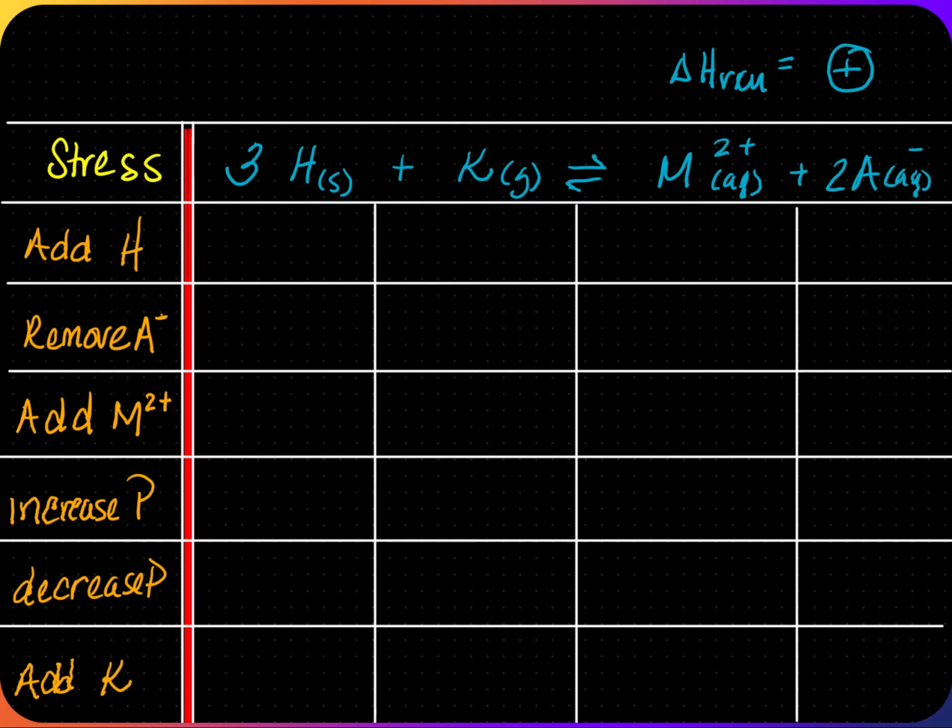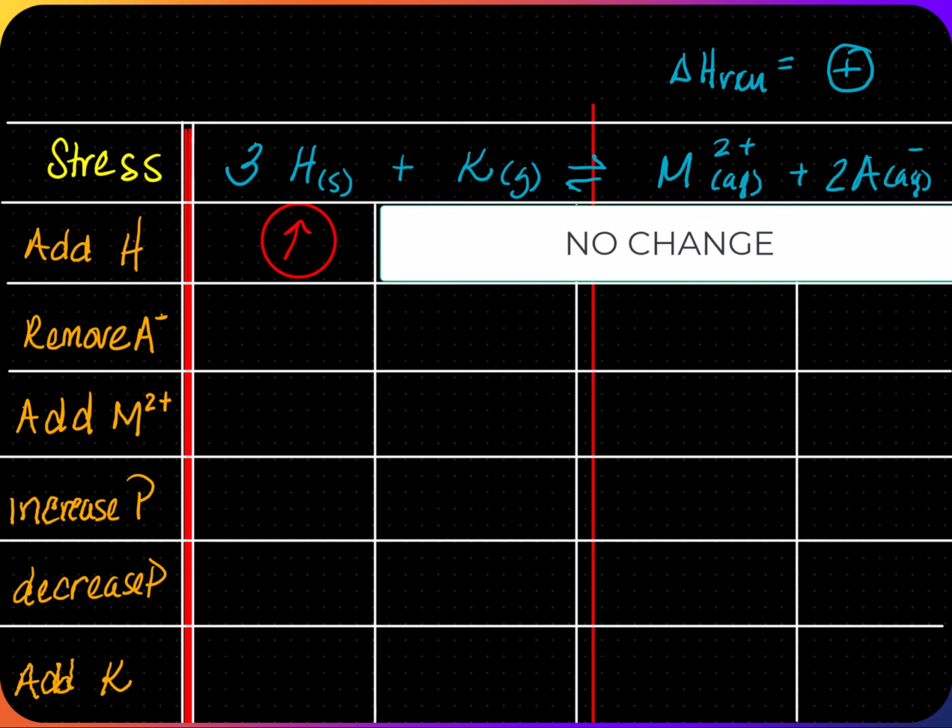Pause the video, complete this table on your own, and then check your answer. So we have 3H plus K yields M plus 2A. First thing I'm going to do is separate the reactants and products so it's a little bit easier to see. I am adding H. When I add H, the H is going to increase. Since H is a solid, it will not change the equilibrium position because for solids and liquids, their concentration remains the same.